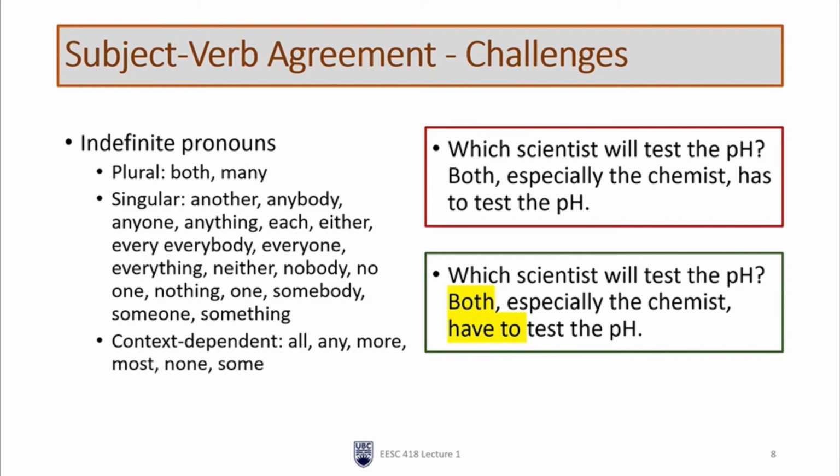But for now, if you can remember that both and many are plural, most of these are singular, you can correct most sentences. So which scientist will test the pH? Both, especially the chemist, has to test the pH. Well, in this case, both is plural. Both have to test the pH. And again, leaving out that little bit about especially the chemist makes it a little bit easier to mark this.